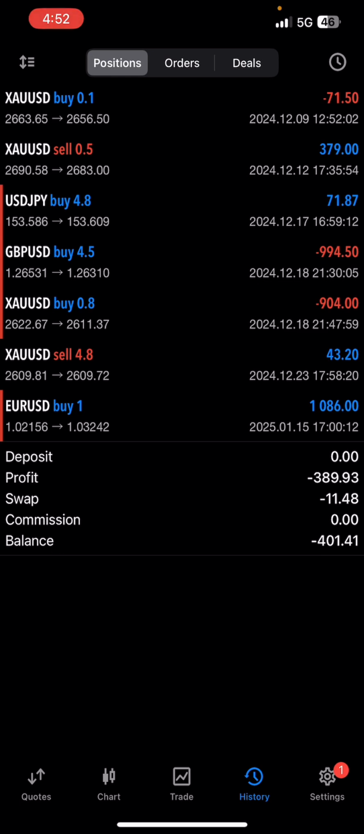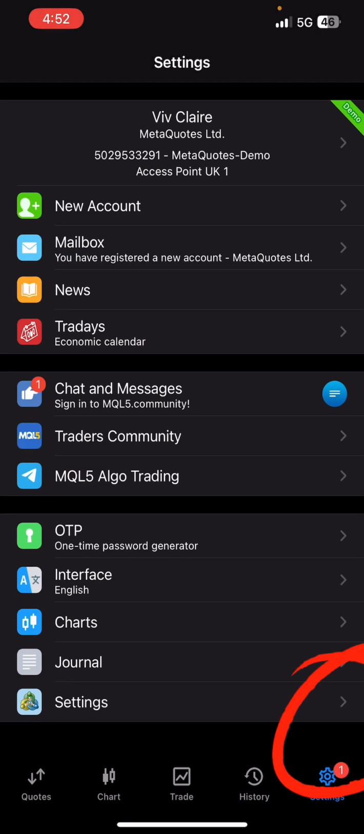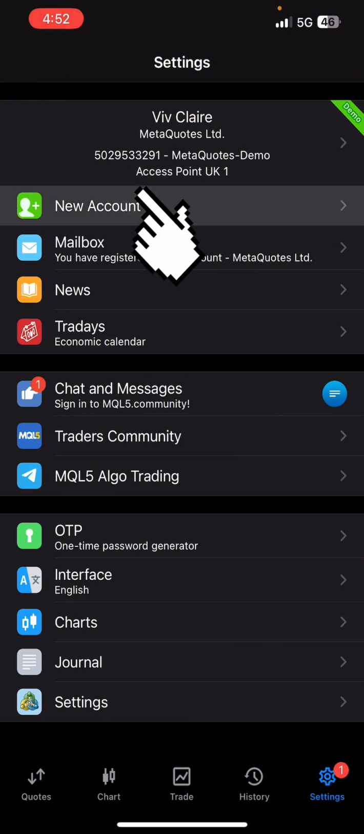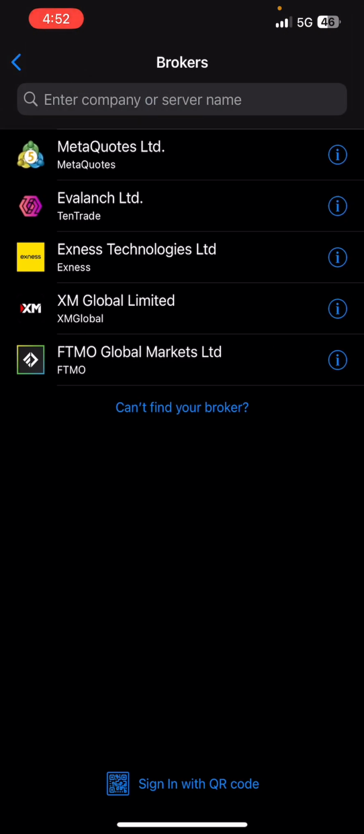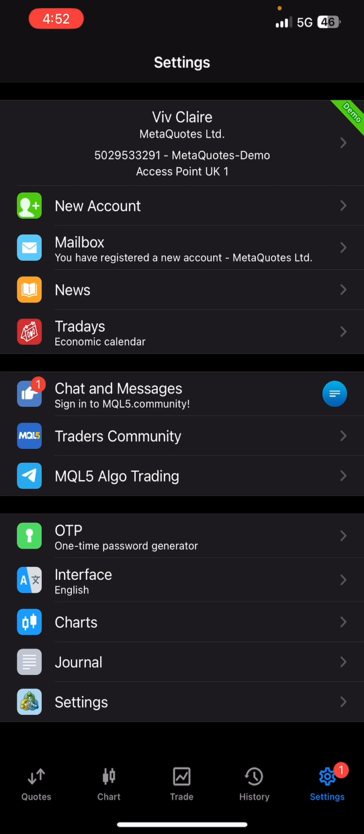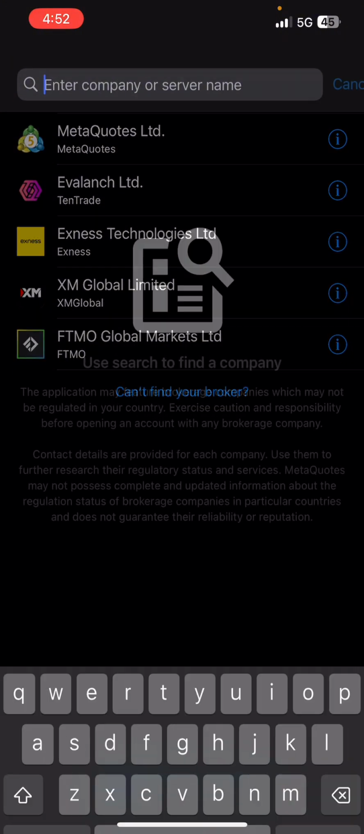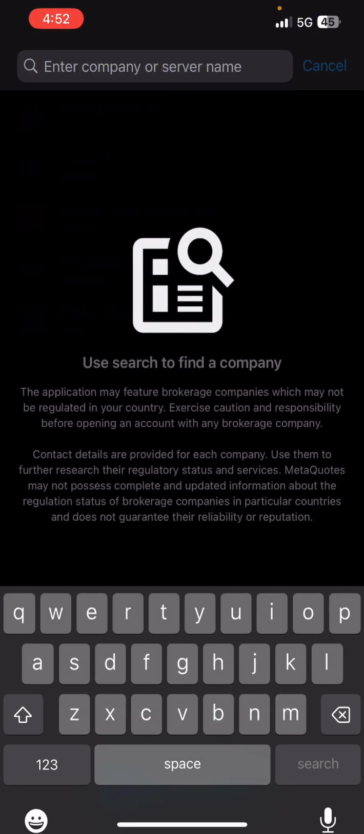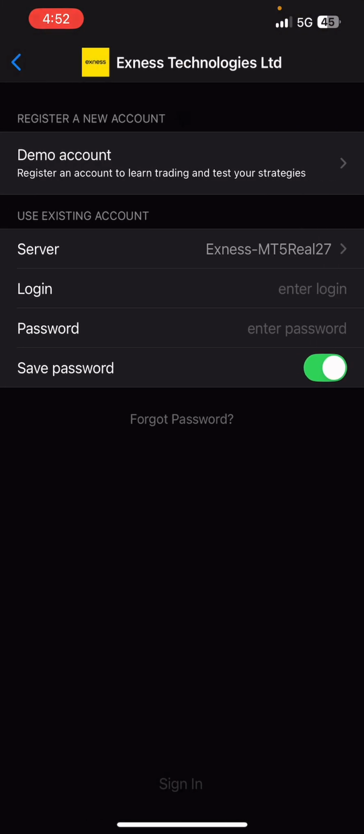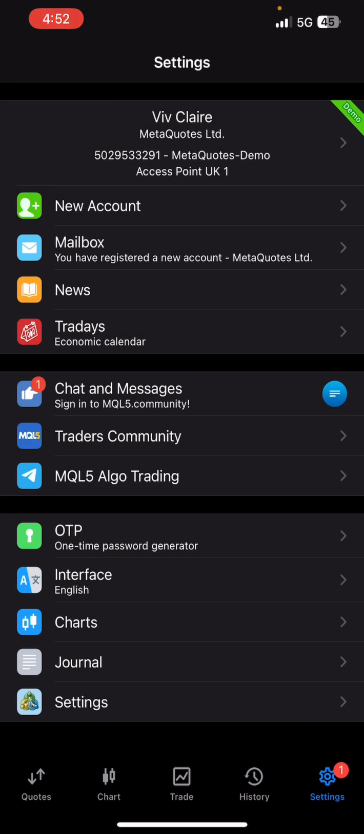Alright, then your setting is basically how you connect your account. If you click on new account, you'll be able to connect a new account. Let's say you're done with your demo account and you want to add a new account. Just click on this new account and then click on search for the company name and then put in the details. Let's say it's Exness. Put in your server, your login, your password, and it will be added here, and then you can always switch from here.